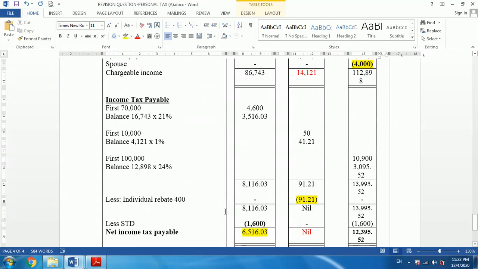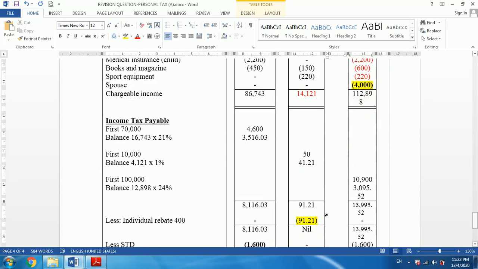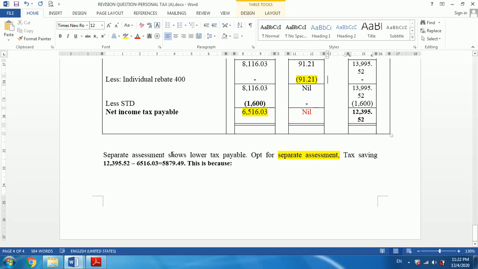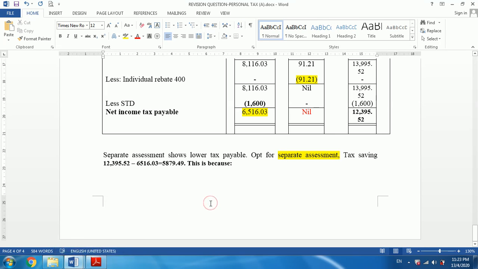You look at rebates. Under separate assessment, Natalie is earning a rebate of 19 ringgit and 21 cents, whereby this rebate is not entitled and not showing in the joint assessment. Due to the difference in relief amount and rebate amount, they should go for separate assessment, which shows a lower tax payable, with a tax saving of 5,000 plus. So these are the reasons that we should justify, clarify, and support, for Natalie and Ken, that they should go for separate assessment.